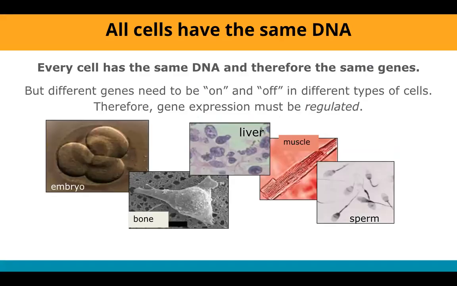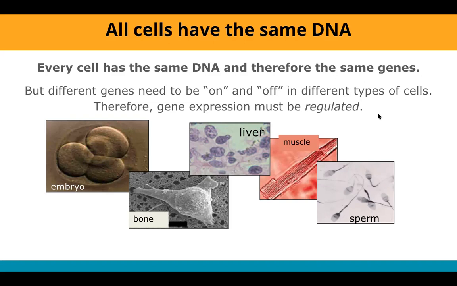Now, every cell has the same DNA and therefore contains the same genes. So basically, all cells in our body, from our bone cells, the liver, the muscle, from our spermatozoa, the embryo, have quite similar genetic makeup, but different genes need to be turned on and off in different types of cell in order to have a specific differentiated type of cell. Therefore, gene expression must be regulated.